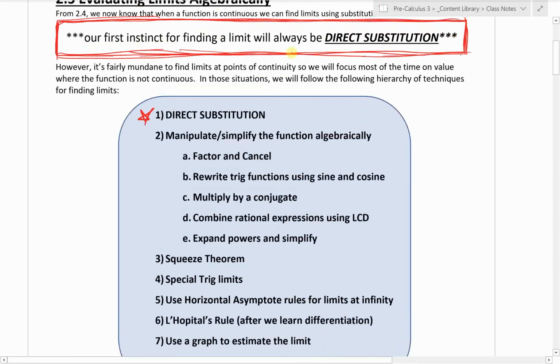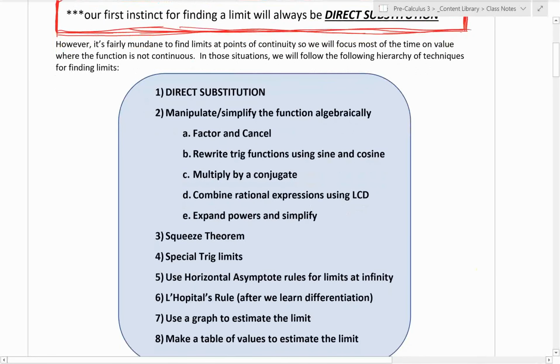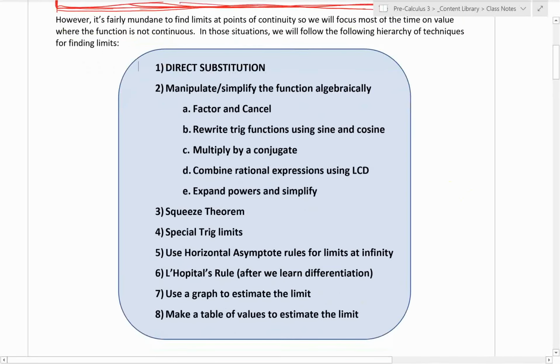We're still always going to start with direct substitution. Our first instinct for finding a limit will always be direct substitution. Always try direct substitution first. Then, if direct substitution doesn't work, we're going to work through this list of different possibilities. This year, in this section, we're really just going to go through this group under point 2. We'll get to these different ones in the next school year.